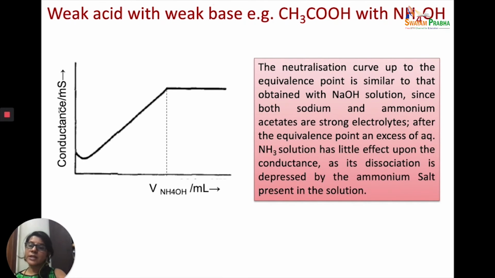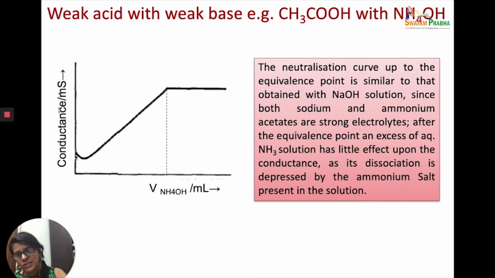Now let's look at the titration of weak acid with weak base. Because we have already talked about the titration of weak acid with strong base, the titration is very similar. We are taking acetic acid as the weak acid and ammonium hydroxide as the weak base.